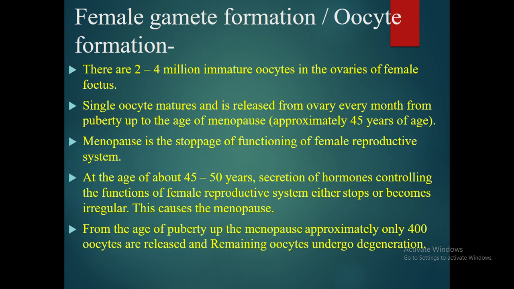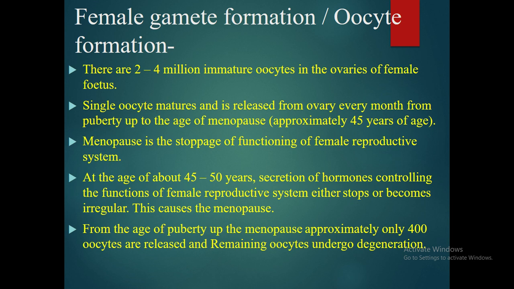Female gamete formation. There are 2 to 4 million immature oocytes in the ovaries of a female fetus. A single oocyte matures and is released from the ovary every month from puberty up to menopause, which is approximately 45 to 50 years of age. Menopause is the stoppage of functioning of the female reproductive system.